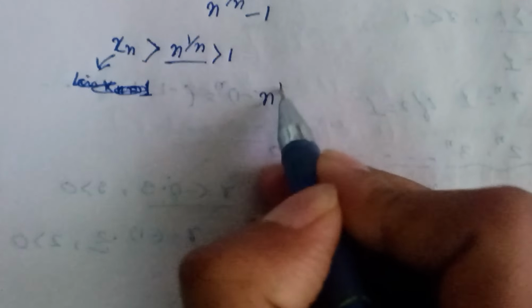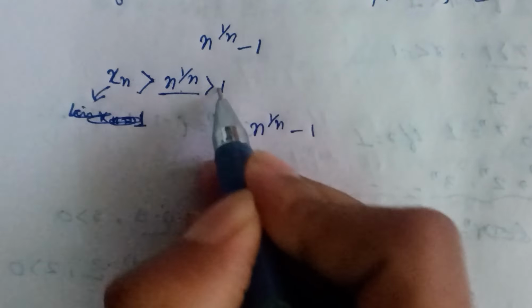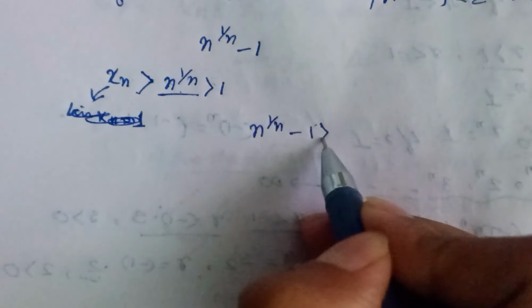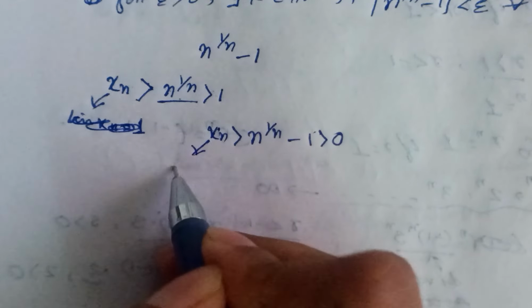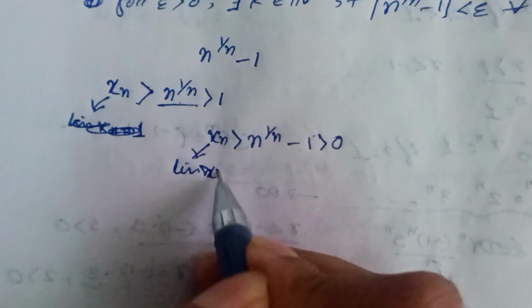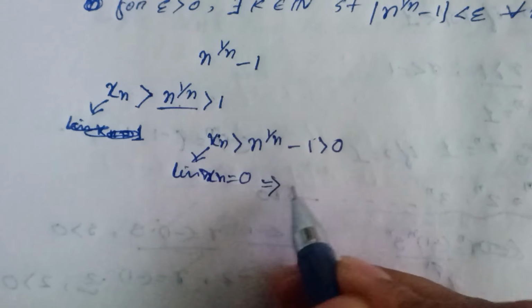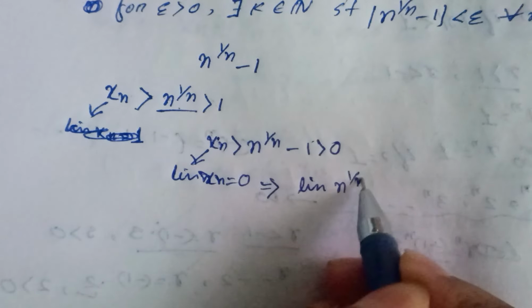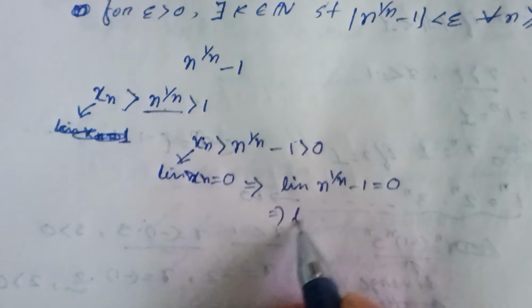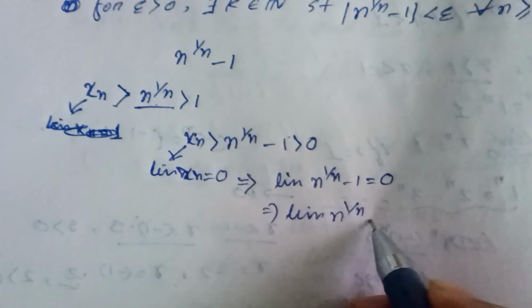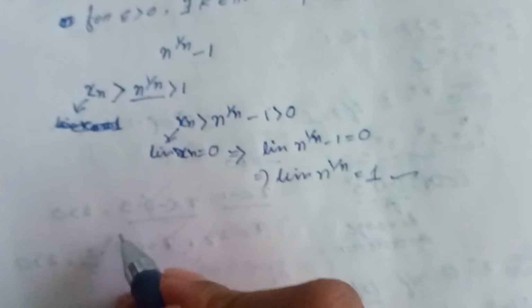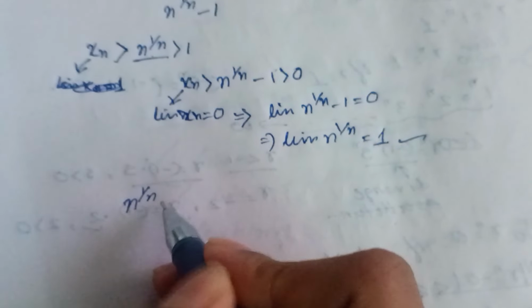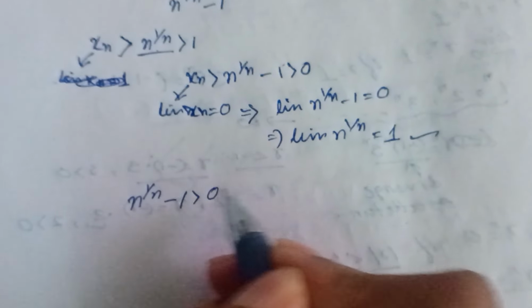Or we can also see that n to the power 1 by n is greater than 1, so n to the power 1 by n minus 1 is greater than 0. So if there is a sequence xn such that limit of xn equals 0, then by the sandwich theorem we will get what? Limit of n to the power 1 by n minus 1 is equal to 0, or limit of n to the power 1 by n is equal to 1. We'll use this process. Okay, so n to the power 1 by n minus 1 is greater than 0.